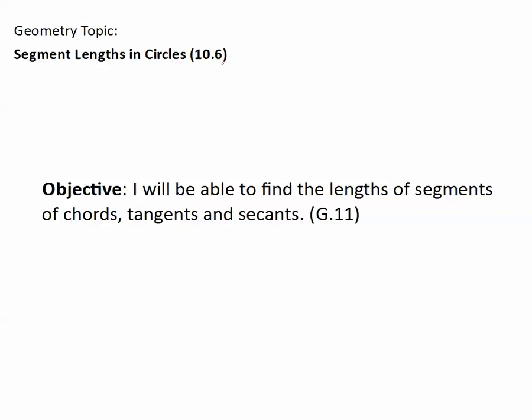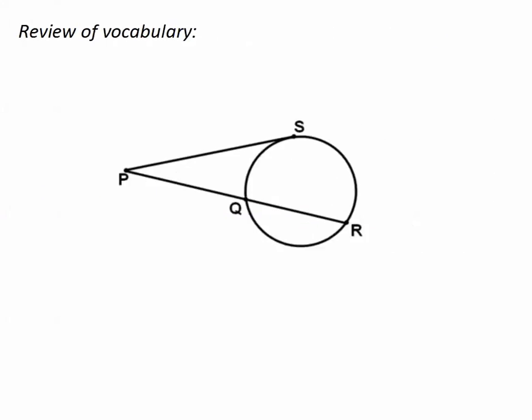In section 10.6, our objective is to be able to find the lengths of segments of chords, tangents, and secants. Let's do some review of vocabulary to begin. We know that from Q to R, this segment is called a chord.